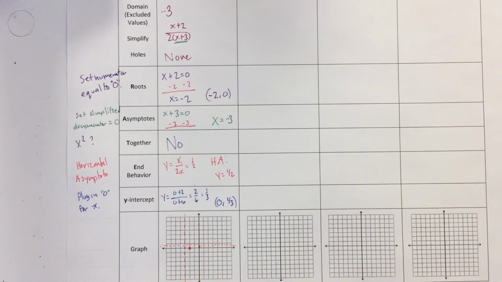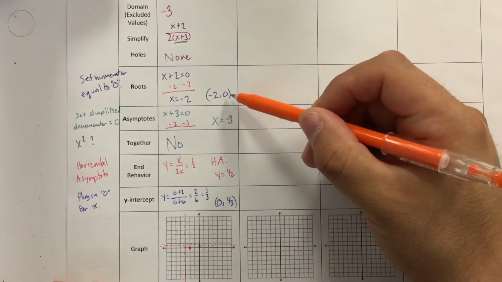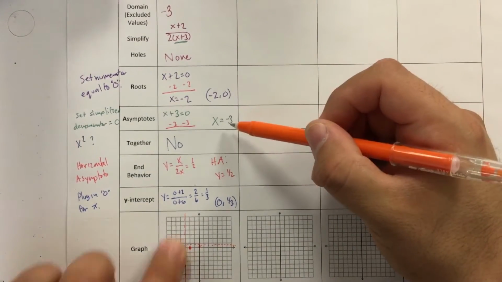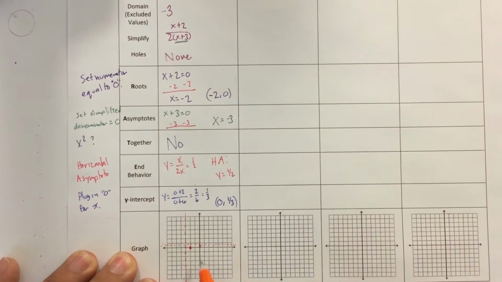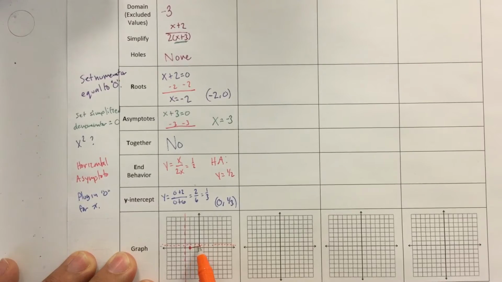Now, usually, those 2 points are probably going to be good enough for you to make your graph. I can use these 2 points to estimate where my graph is going to be. So watch what I'm going to do. If I were to connect these 2 dots, do I have anything else? The x-intercept is -2, 0, and with x equals -3, y equals 1/2, and 0, 1/3. So if I connect these 2 dots, there's a piece of my graph.